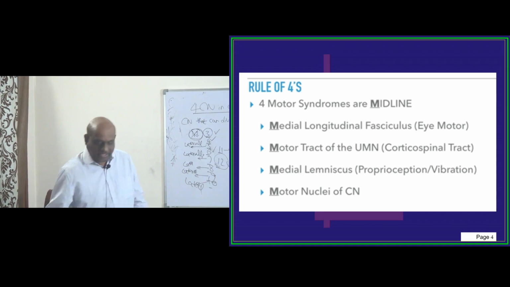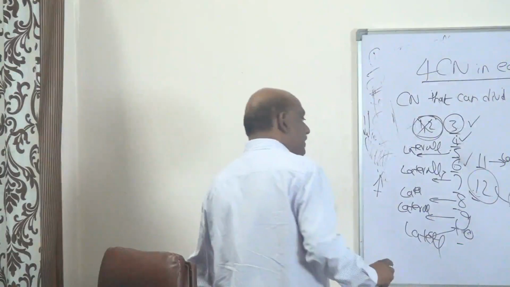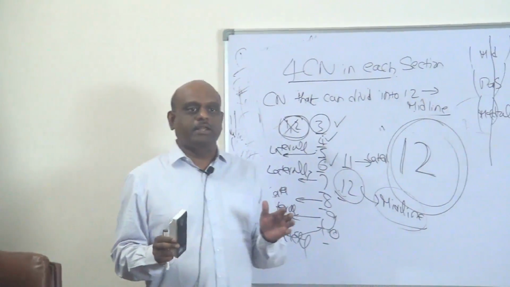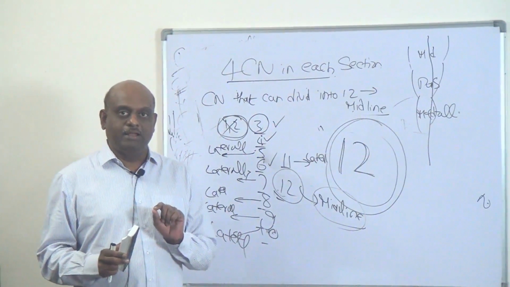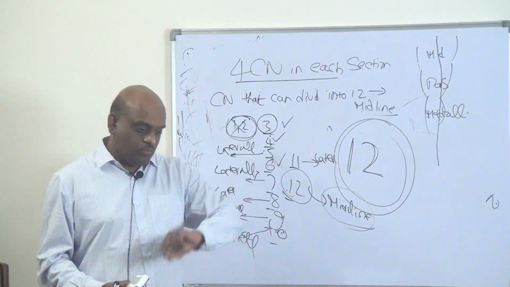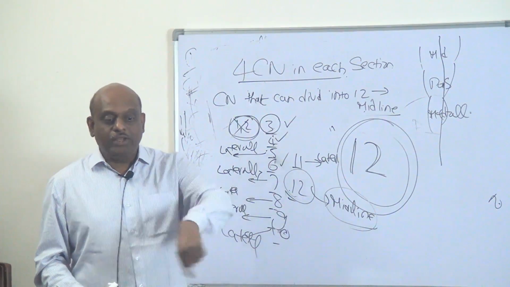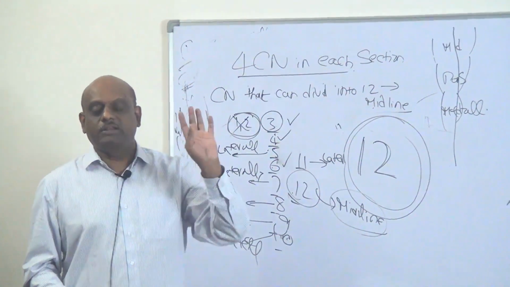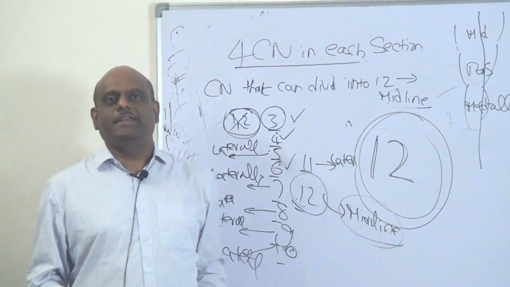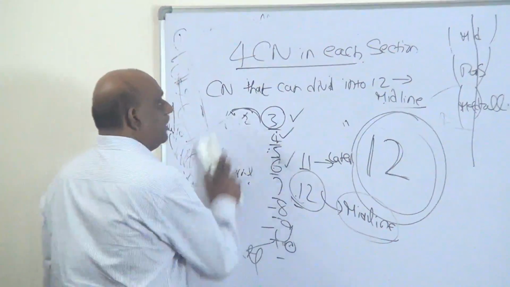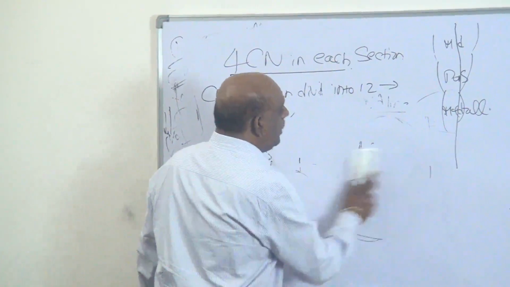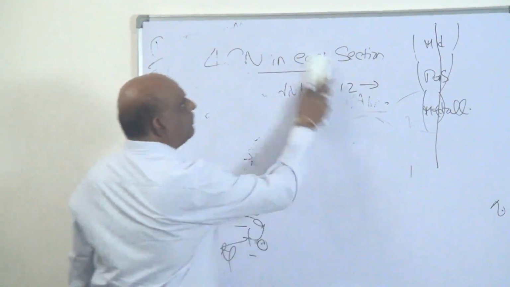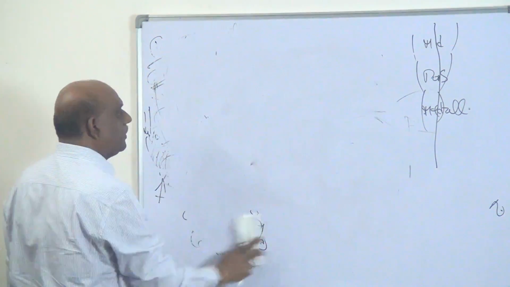So, let us write it down on the whiteboard. Sometimes for few concepts, doctor, take a white paper, take a pen, sit with a friend, and explain it to him. When you are explaining that guy, the concept becomes strong for you. That is the only secret in medicine. Okay? So now, quickly tell me, in the rule of 4, what are the 4 motor syndromes that you are going to remember?